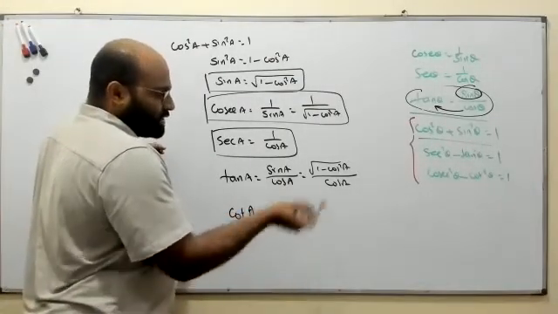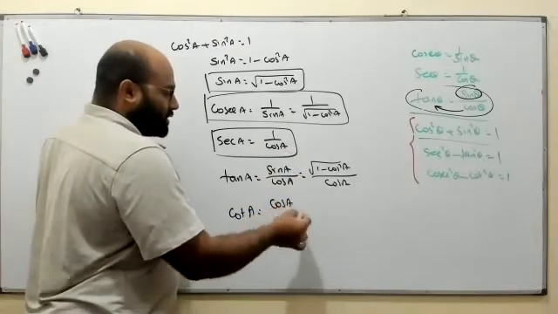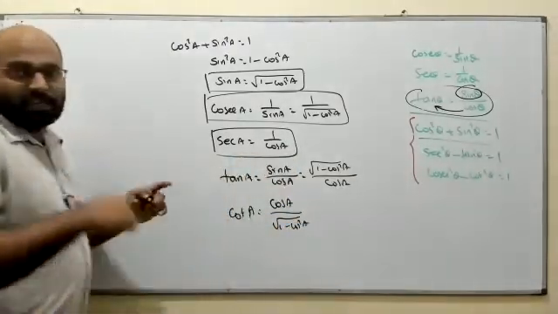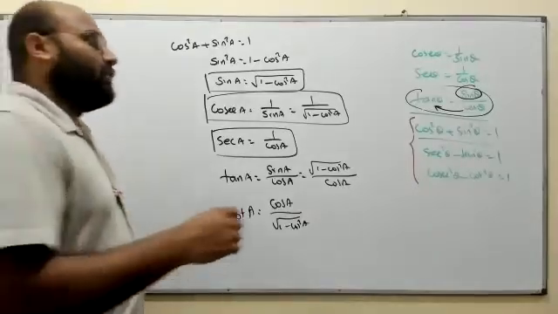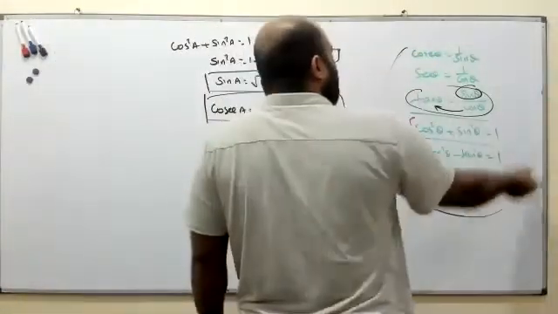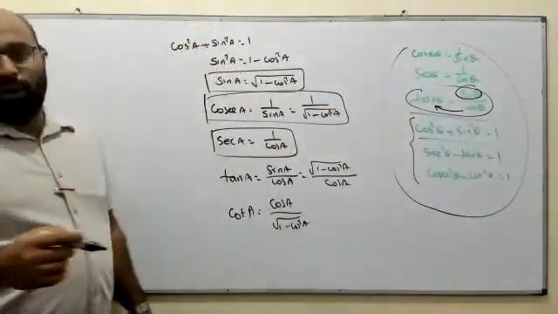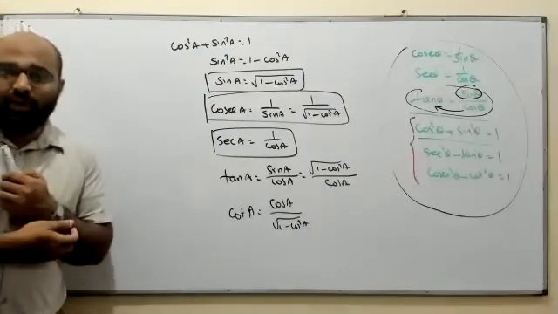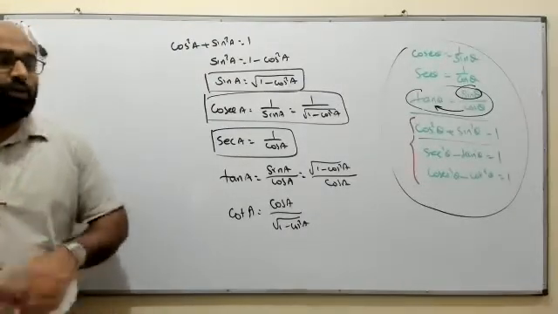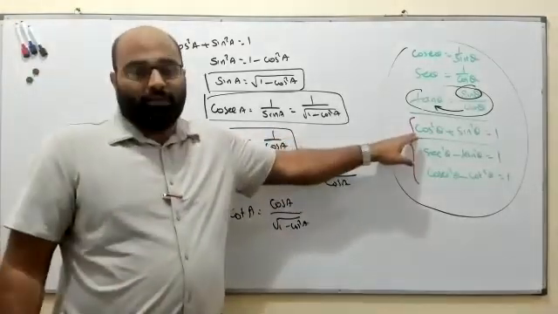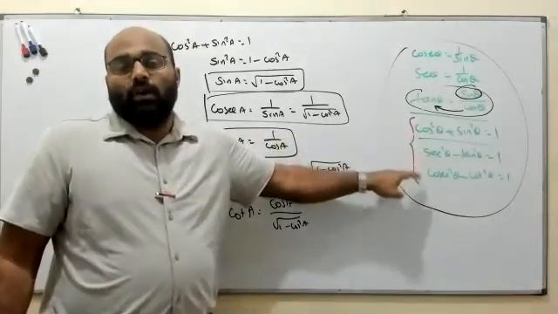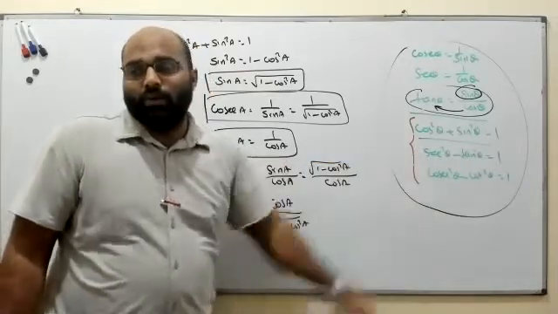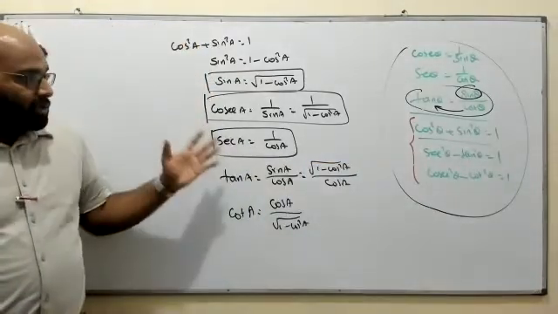Now what is cot A? Cot A is the reciprocal of tan, so cos A by root of 1 minus cos square A. If you have this much result, any question you can manage. That only I told you. I hope you understood. Anything that comes in terms of sin A, you have to write this identity; in terms of cosec or cot A, you have to use this one; in terms of sec and tan A, you have to use this one.